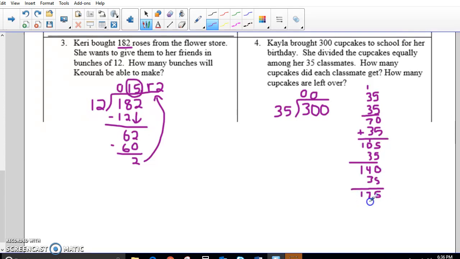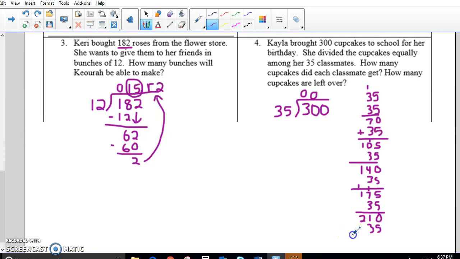I'm going to add another 35. 5 plus 5 is 10. Carry that 1. That's going to give me 11. Carry that 1. That gives me 210. I'm getting closer to 300, but I bet I can go even closer.